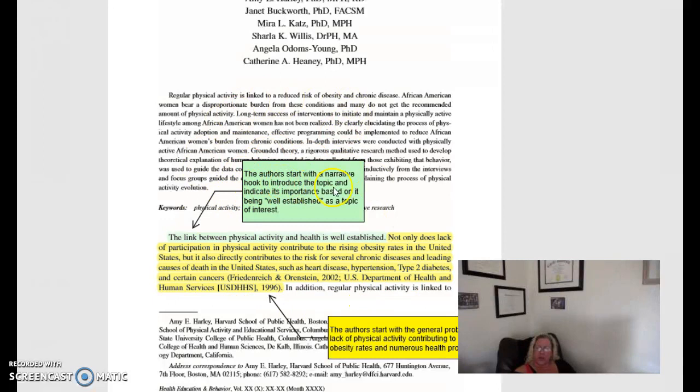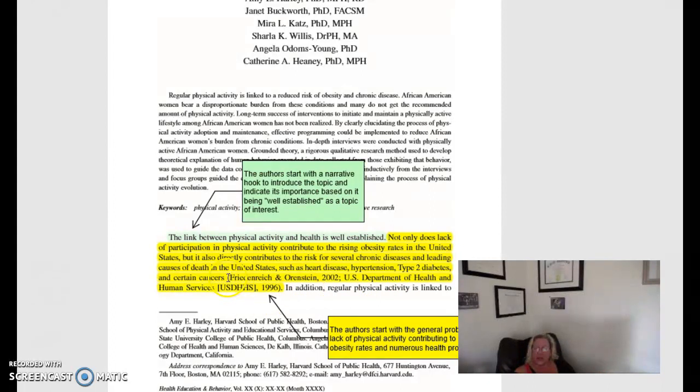So here it says the authors start with a narrative hook to introduce the topic and indicate its importance based on being well established as a topic of interest. And so it says the link between physical activity and health is well established, all right? Not only does lack of participation in physical activity contribute to the rising obesity rates in the United States, but it also directly contributes to the risk for several chronic diseases and leading causes of death in the United States, such as heart disease, hypertension, and on and on.